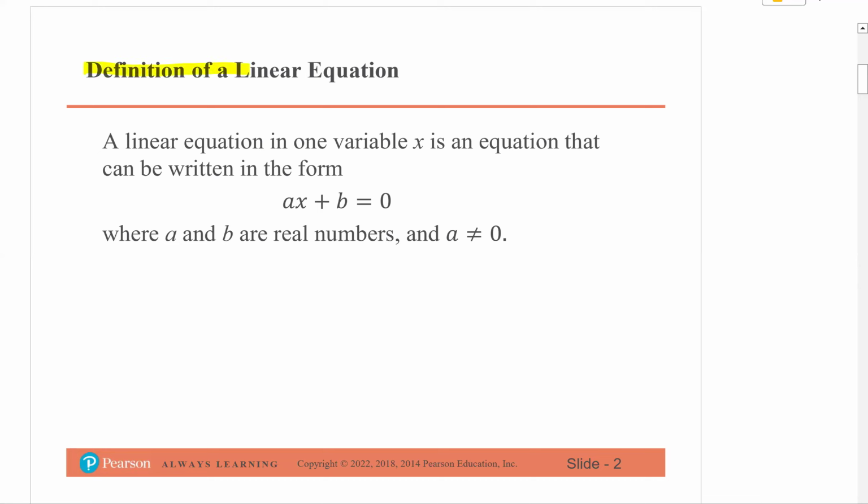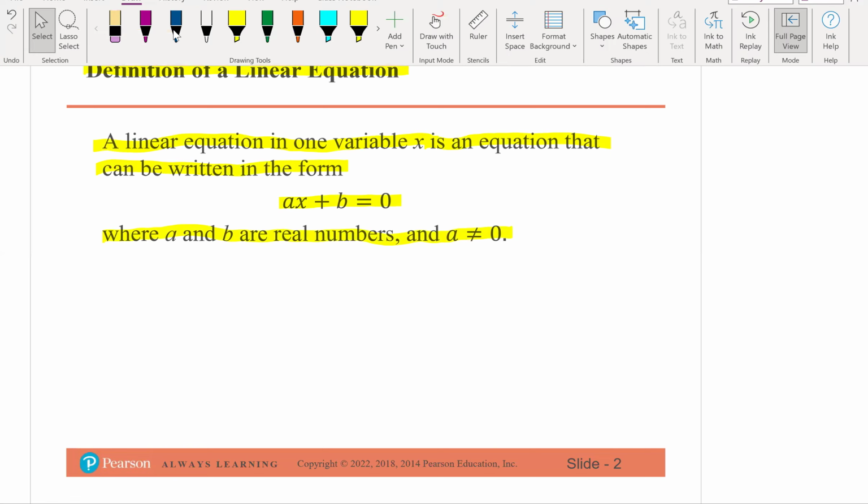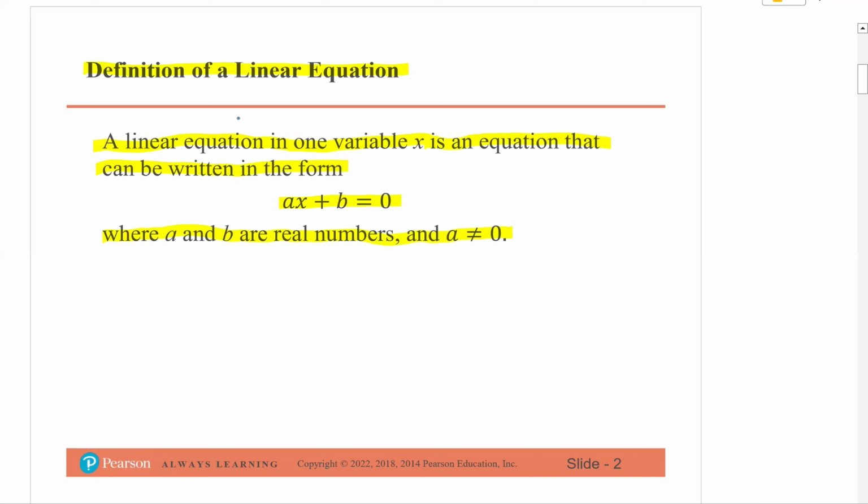What is a linear equation? A linear equation in one variable x is an equation that can be written in the form ax plus b equals 0, where a and b are real numbers and a does not equal 0. So just something you can solve for x without having to factor or any weird stuff. I can move the one term over and divide by something like that, and it would be all good. Easy peasy.